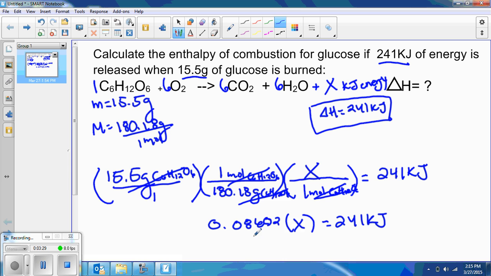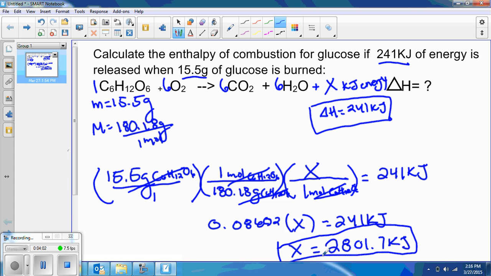Solve for x, we just divide both sides by 0.08602. So when I divide 241 by 0.08602, I get an x value of 2,801.7 kilojoules. And if we jump back to our previous problem that we looked at, part 1 of these videos, this was the enthalpy for the combustion of glucose. So our answer is spot on where it should be.